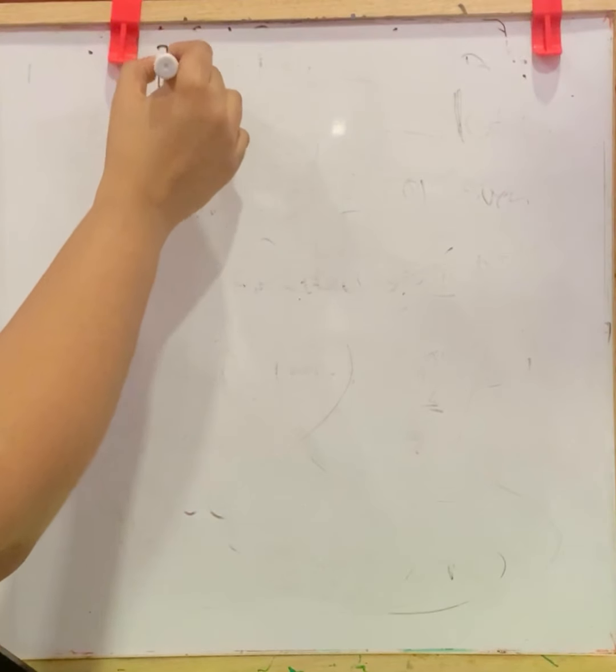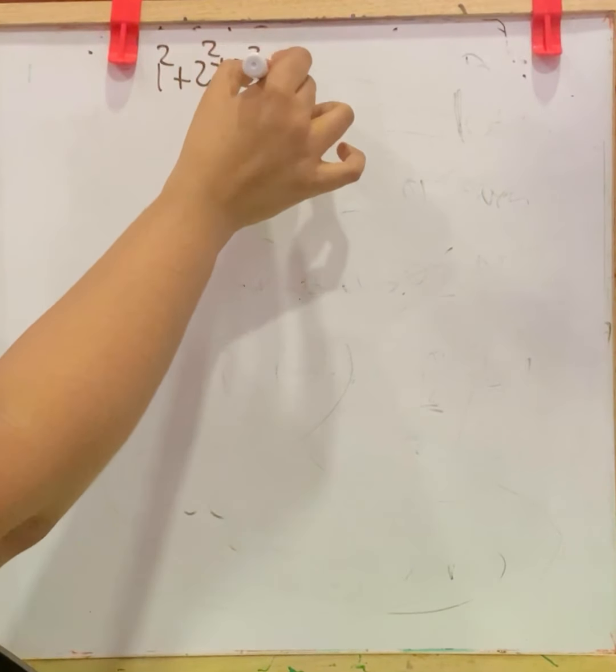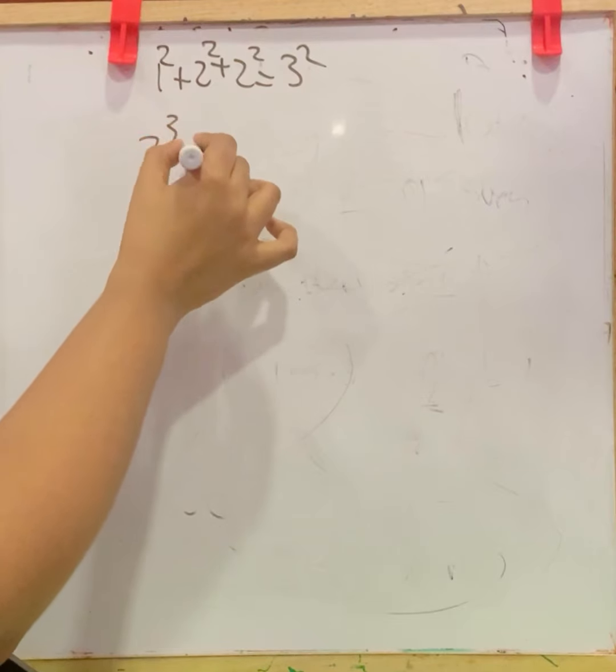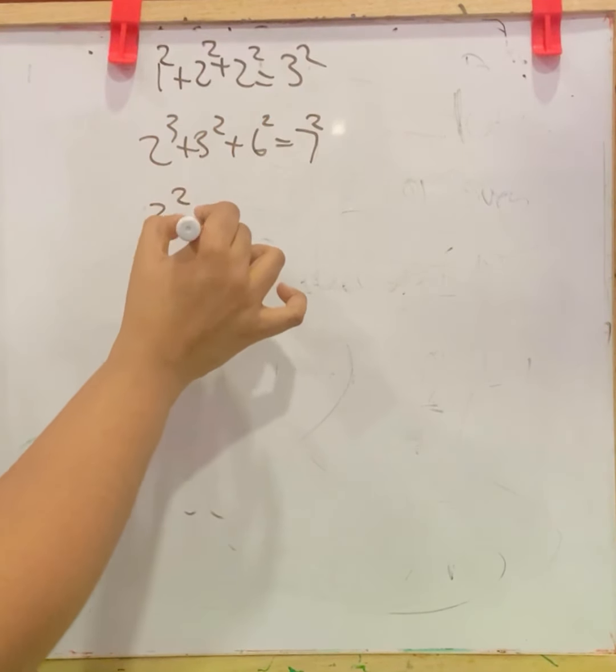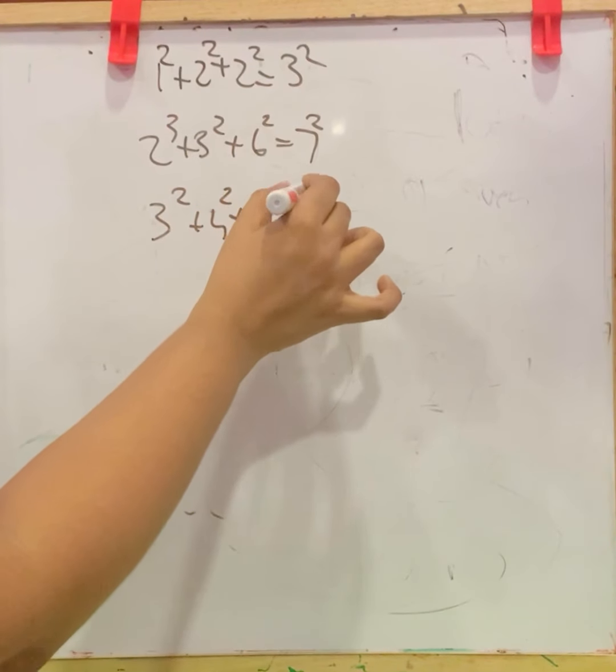Next pattern is 1 square plus 2 square plus 2 square equal to 3 square. 2 square plus 3 square plus 6 square equal to 7 square. 3 square plus 4 square plus 12 square equal to 13 square.